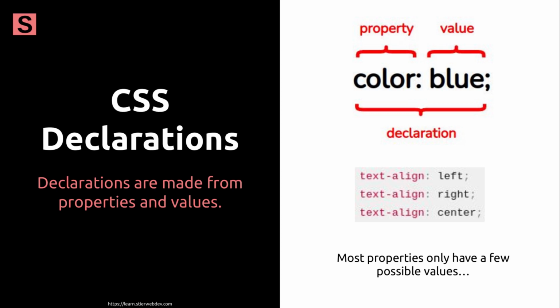Other properties, such as the color property that we already mentioned, have nearly infinite choices for values. There's over 16 million colors for us to choose from. But don't worry about that. We'll learn to choose our colors in a later lesson. In fact, because there are so many CSS properties and values, I don't want you to even try and memorize every single one of them.